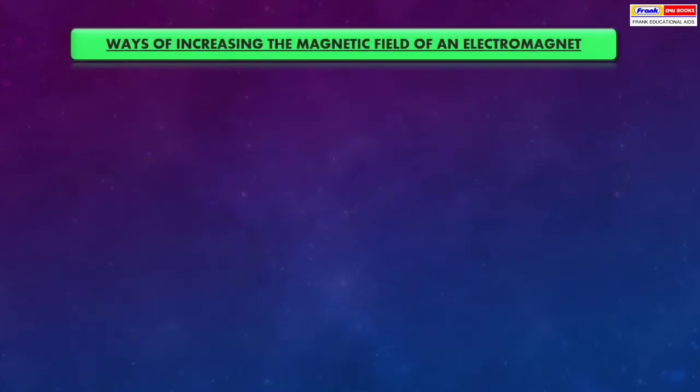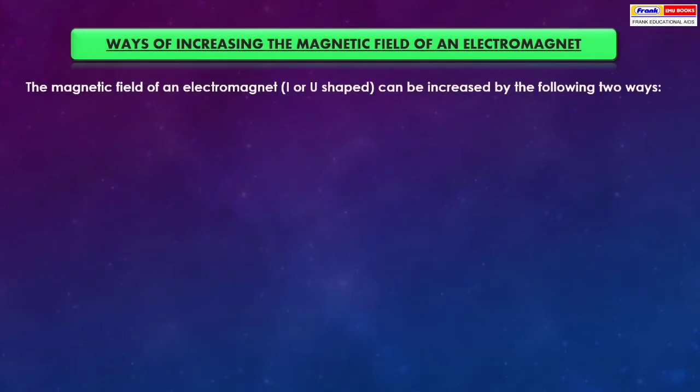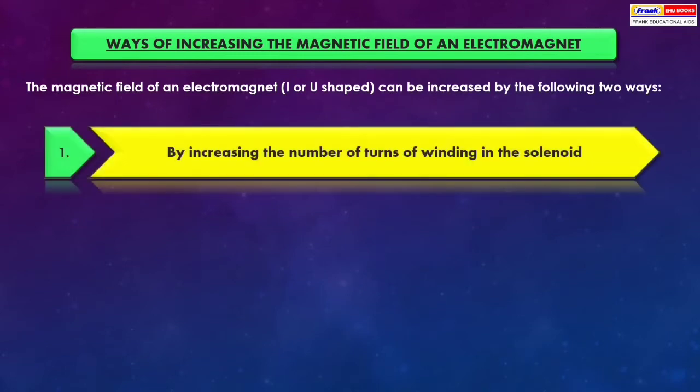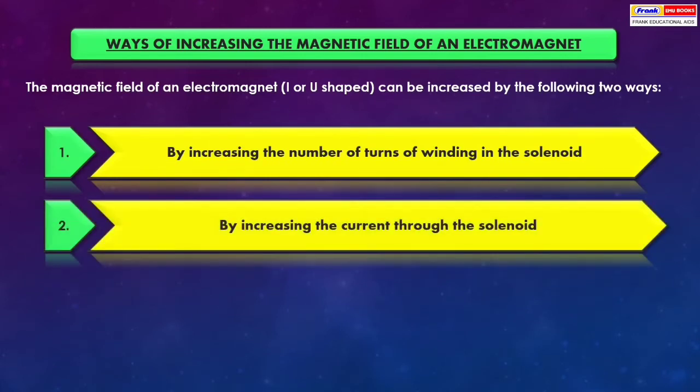Ways of increasing the magnetic field of an electromagnet. The magnetic field of an I or U-shaped electromagnet can be increased in the following two ways: by increasing the number of turns of winding in the solenoid, and by increasing the current through the solenoid.